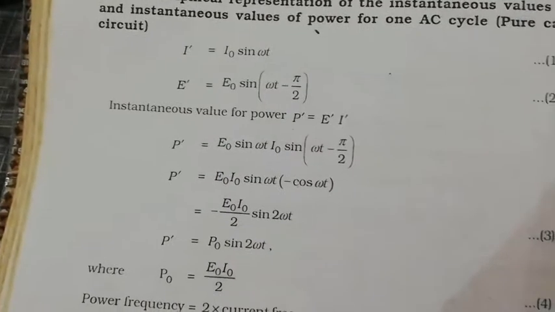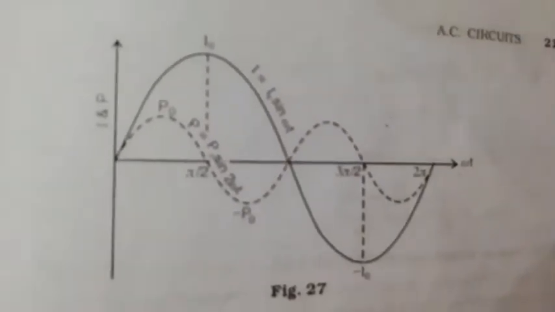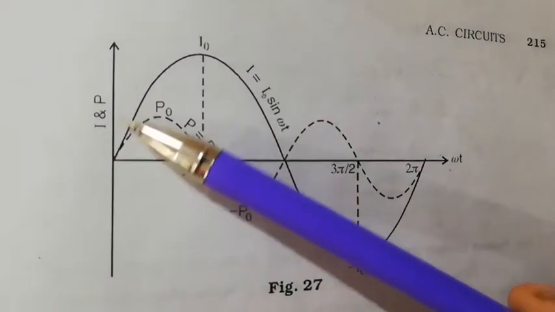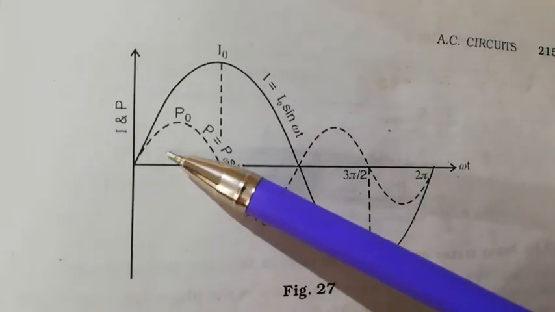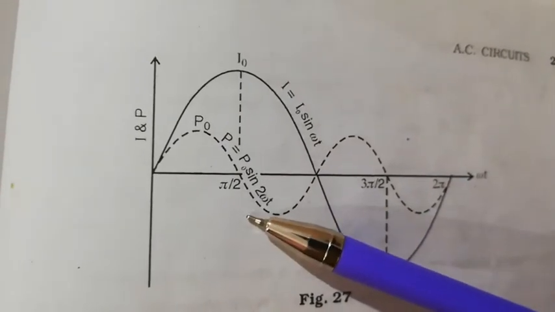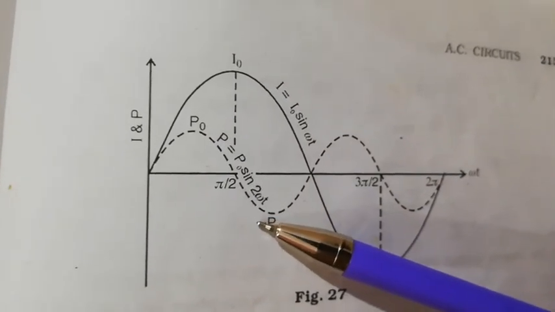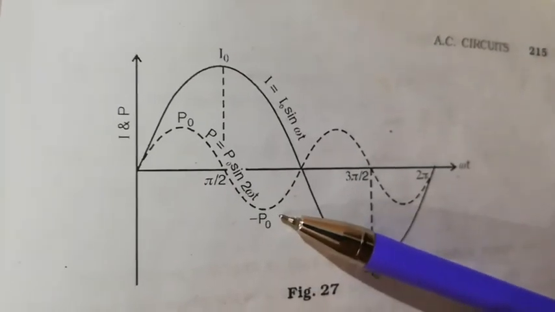This is the graphical representation, and this is the graph which shows the current, and this is the power. That is, we know the power frequency will be 2 into the current frequency. That's why the figure is like this.